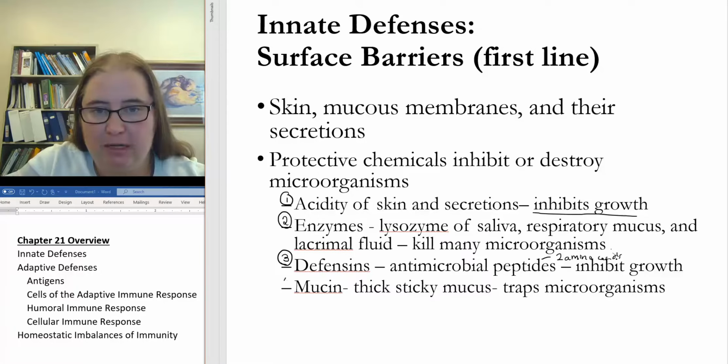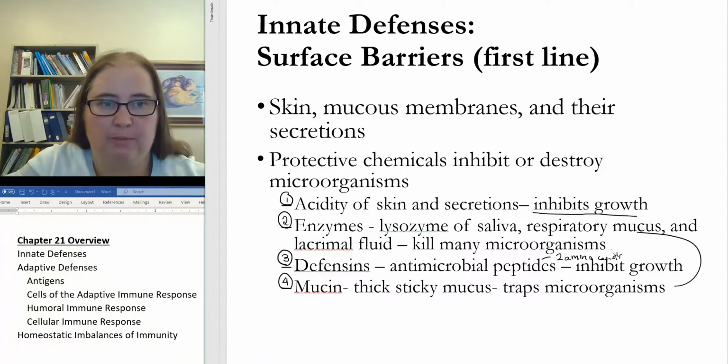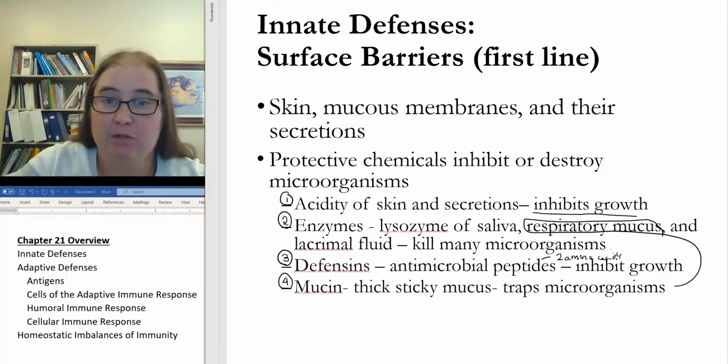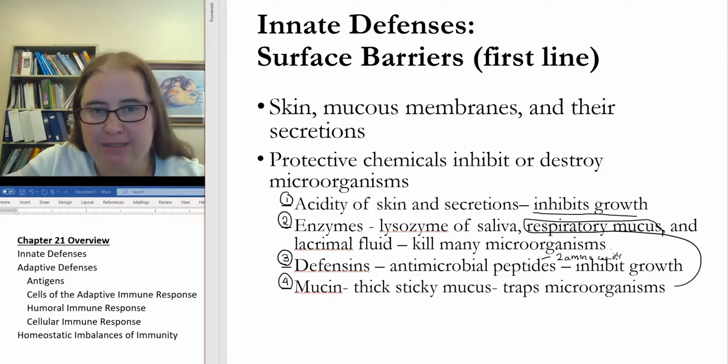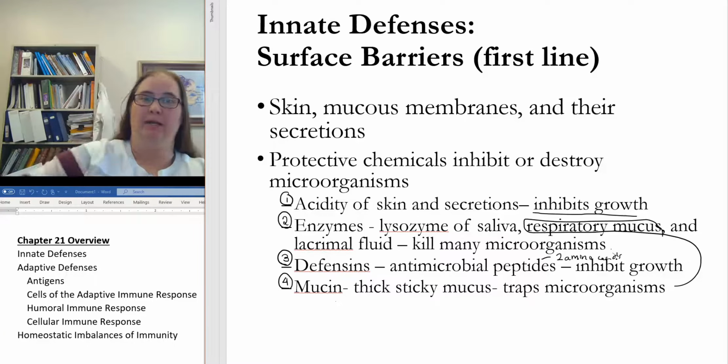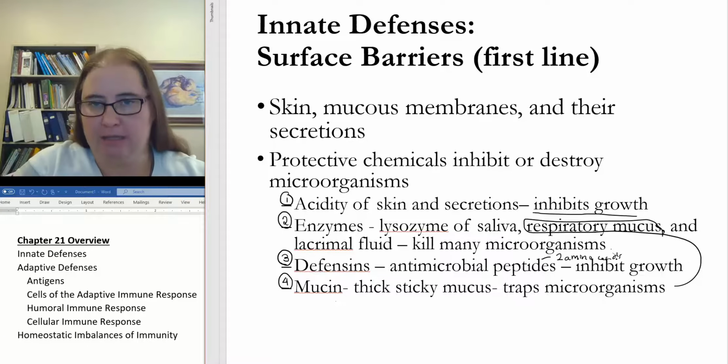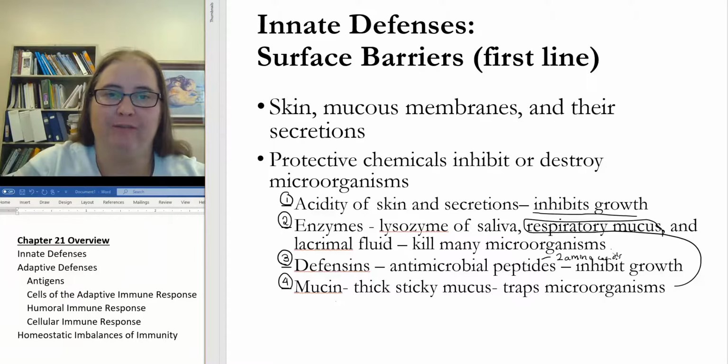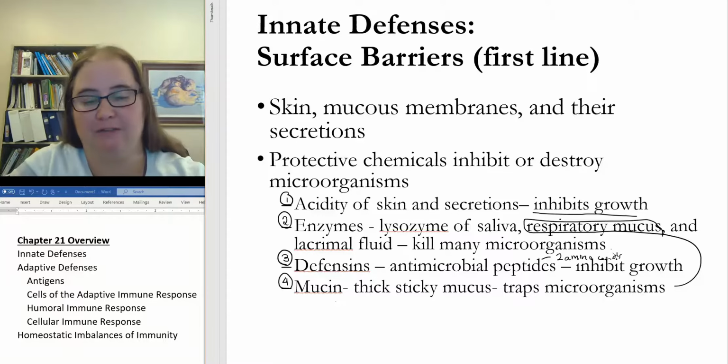The last one is mucin. I mention this because mucin plays a role when we talk about respiratory mucus. Mucin is produced by goblet cells, those unicellular glands, and when it combines with water, it forms mucus. What this does is trap. It basically becomes like fly paper, a sticky trap that traps these microorganisms and prevents them from invading or getting past that first line of defense.